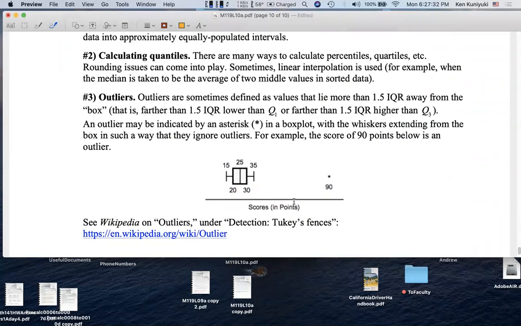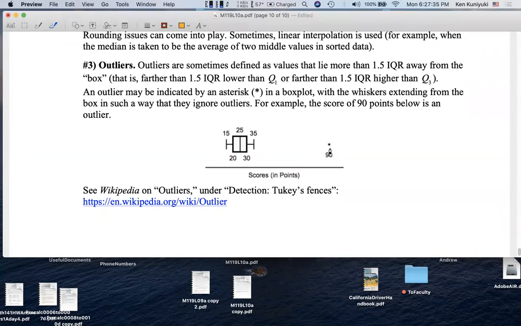In fact, one way to define outliers is that an outlier could be said to be more than 1.5 IQRs away from the box, either at the high end or the low end. Here's Albert Einstein. Don't worry, I won't enforce this in this class, but that is one way to define an outlier when you put an asterisk there.